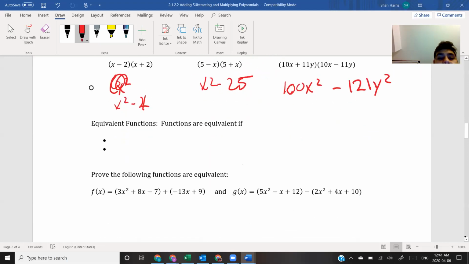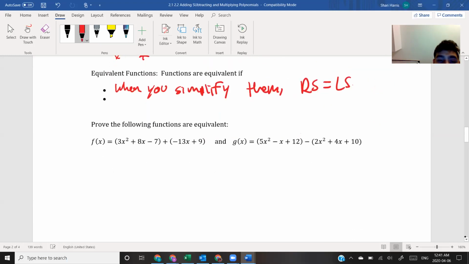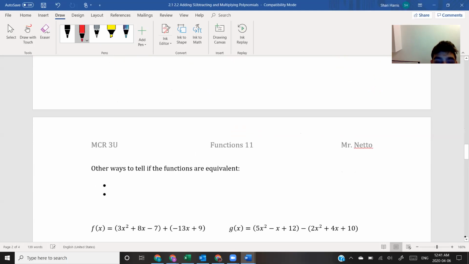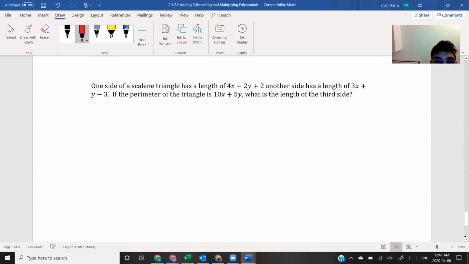Equivalent functions. Functions are equivalent if when you simplify them, the right side equals the left side. All right, this is long.